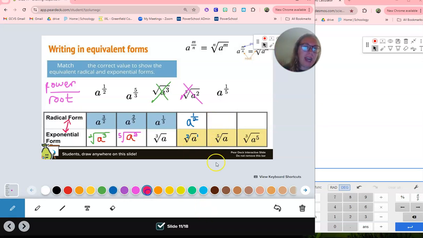For the next one, we have our base of a. Our power again is 1, there's only one a, and our root is 5. So this is an a to the 1/5. Last one here, our base is a, our power is 5, and our root is 3. So it's an a to the 5/3. Beautiful. Slide 12 when you're ready.